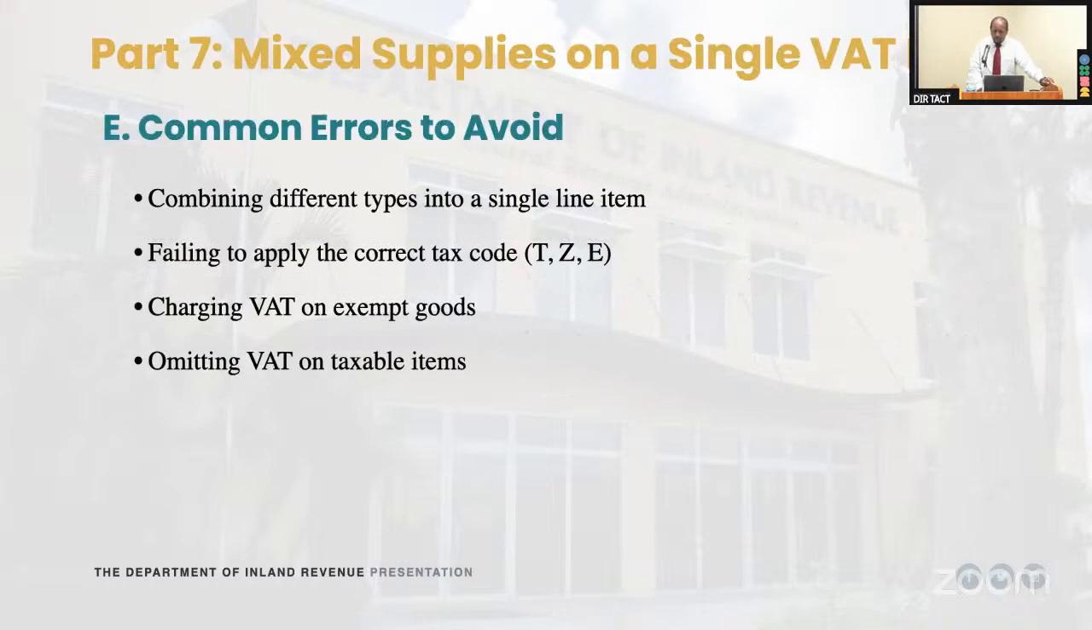Some common errors you want to avoid: combining different types into a single line item, failing to apply the correct tax code, and charging VAT on exempt items, or omitting VAT on taxable items.